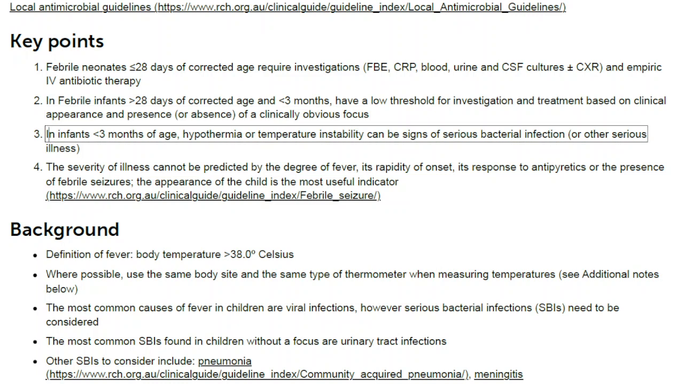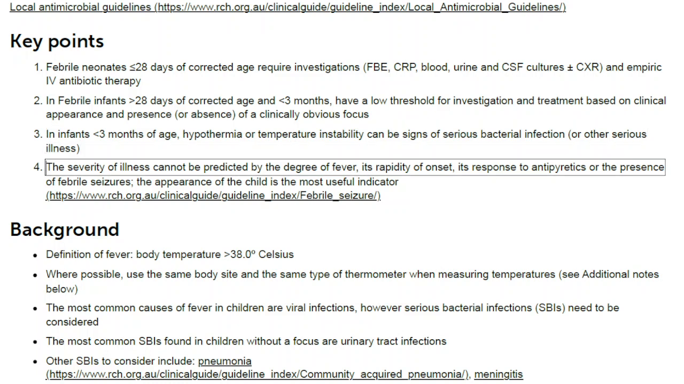In infants less than 3 months of age, hypothermia or temperature instability can be signs of serious bacterial infection or other illness. The severity of illness cannot be predicted by the degree of fever, its rapidity of onset, its response to antipyretics or the presence of febrile seizures. The appearance of the child is the most useful indicator.